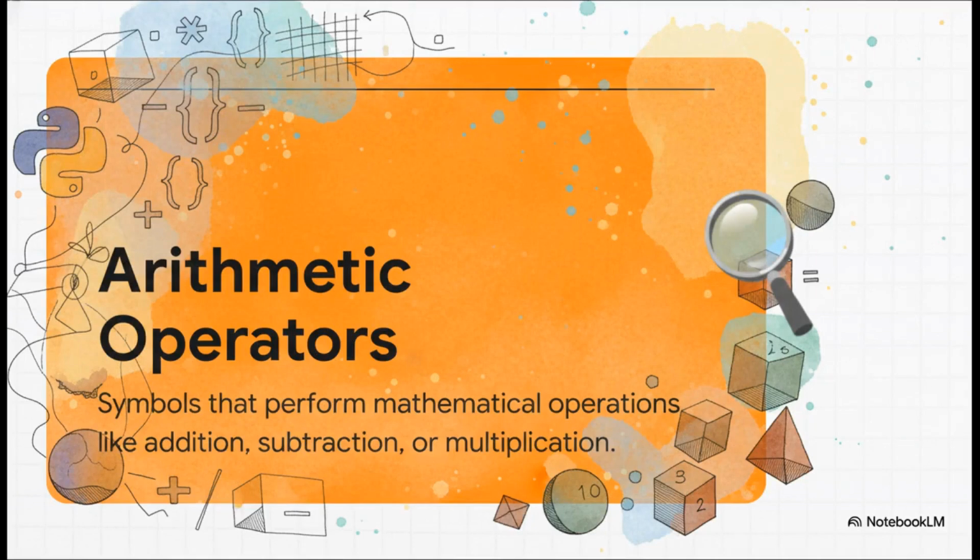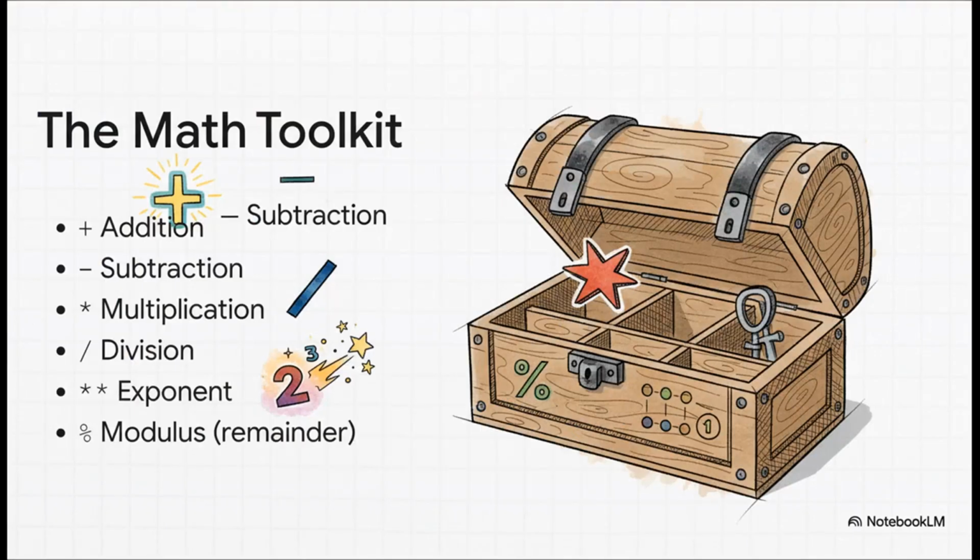So once you have some numbers to play with, whether you got them from the user or just defined them yourself, you can finally start doing some math. And to do that, Python uses these really simple symbols we call arithmetic operators. And this is your essential math toolkit. You've got the ones you'd expect, plus, minus, multiply, divide.